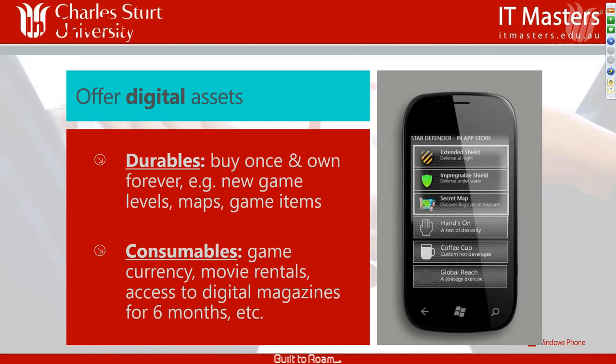There are essentially two different types of digital assets we can acquire through in-app purchases. They are durables and consumables. The primary difference is that durables are things that we buy once and own forever, whereas a consumable is something that we can purchase over and over and over again.